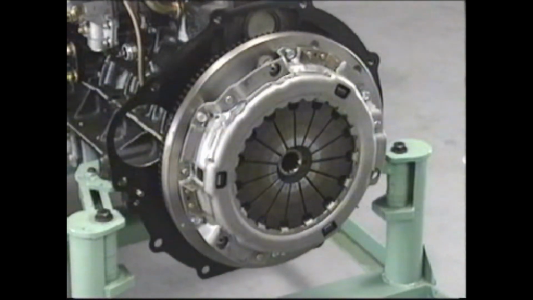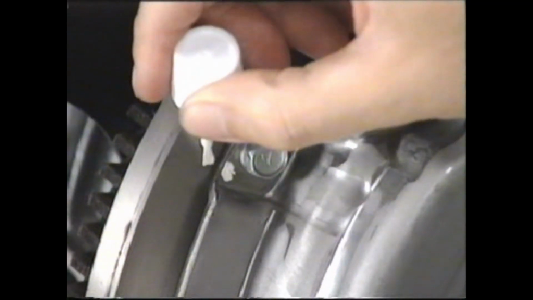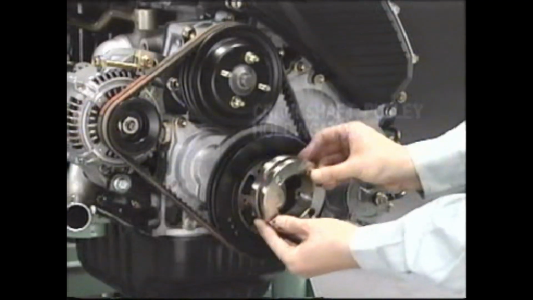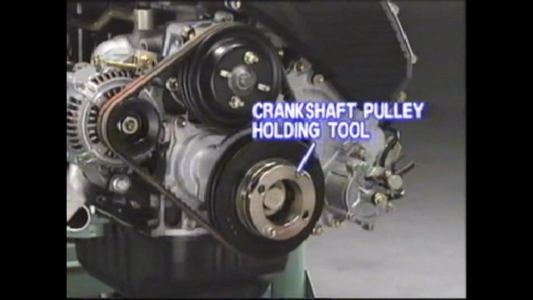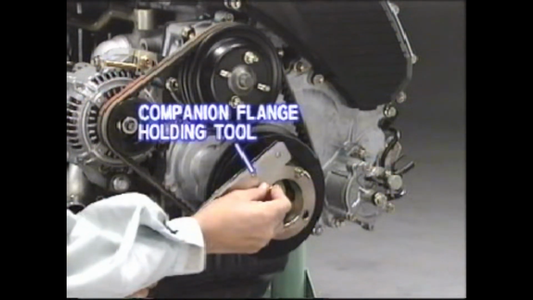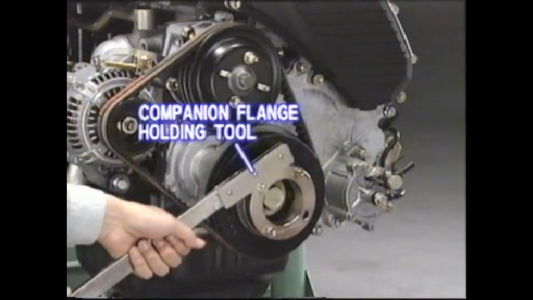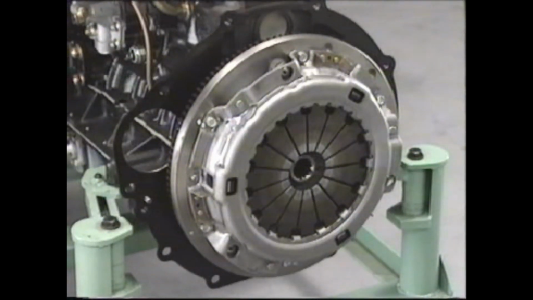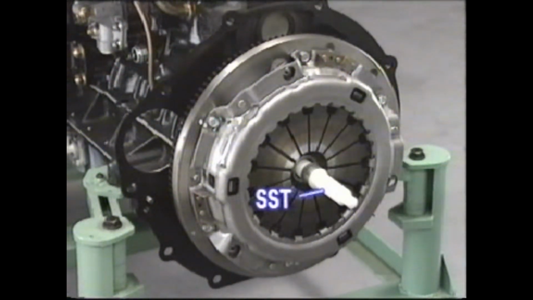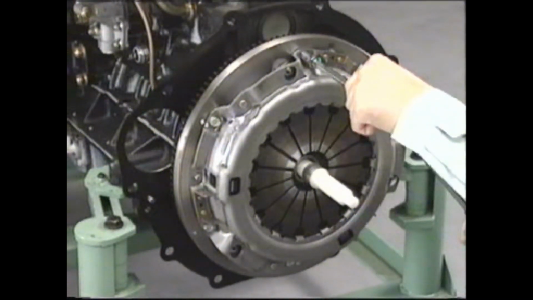Here are the basic procedures to follow in removal and installation. Put match marks on the clutch cover and the flywheel. And then set the crankshaft pulley holding tool. Loosen the set bolts in several passes in diagonal order.